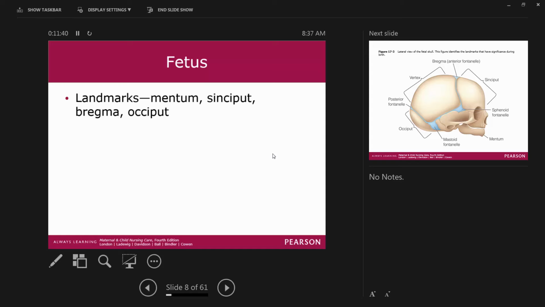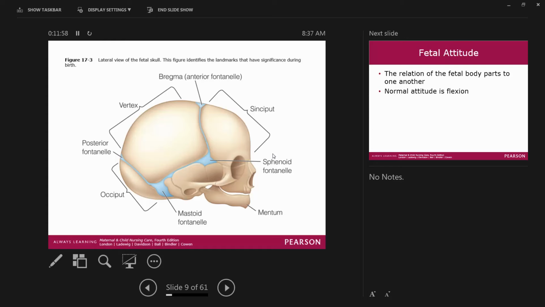All right, so these are landmarks. We never use these terminologies except for occiput. We'll either say we have a forehead, or we have a chin, or we have a butt. But these are the parts of the head that those are referring to.